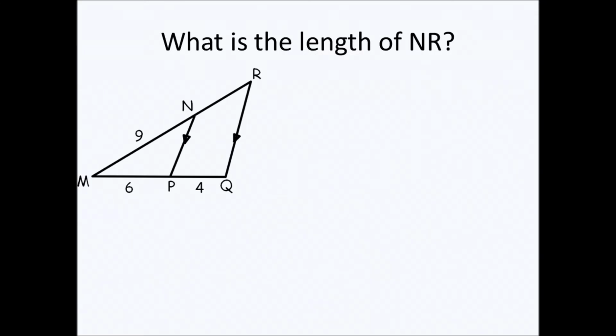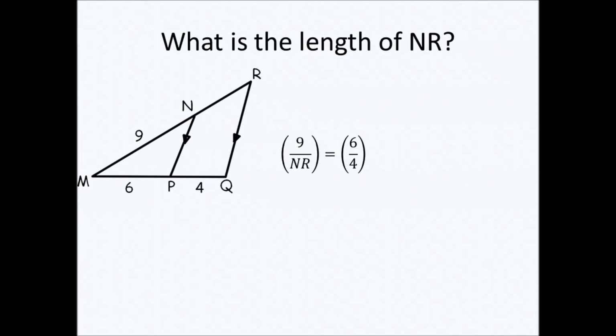What is the length of line segment NR? The first step would be to look at line segment PN and line segment QR and realize that they're parallel to each other. Therefore, due to the triangle proportionality theorem, we know that the line segments of the triangle are proportional to each other. So line segment MN divided by line segment NR is equal to line segment MP divided by line segment PQ. In other words, 9 divided by NR is equal to 6 divided by 4.